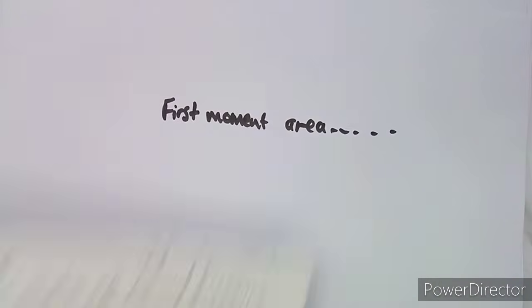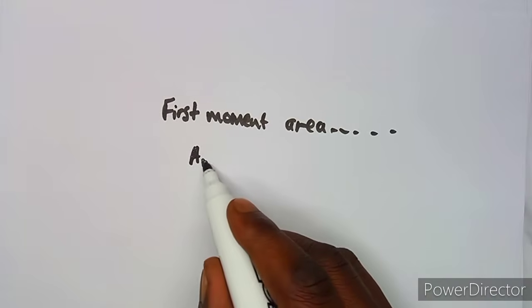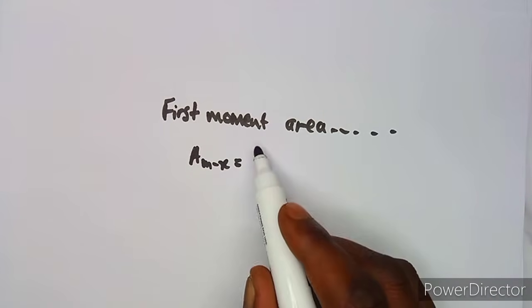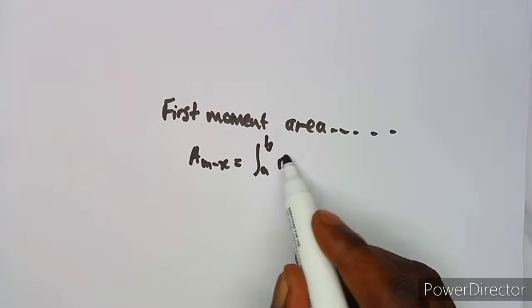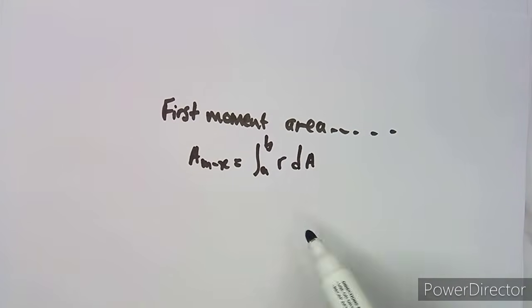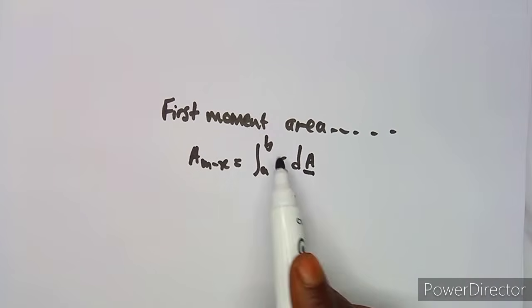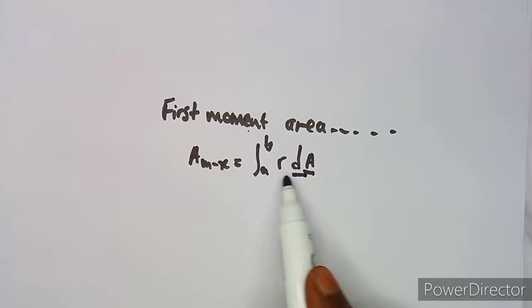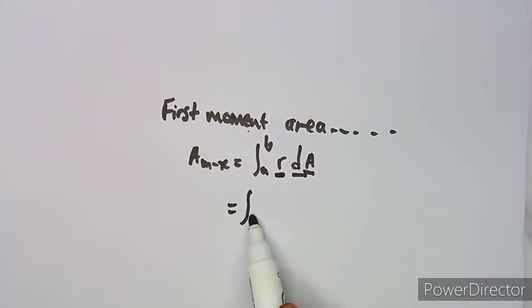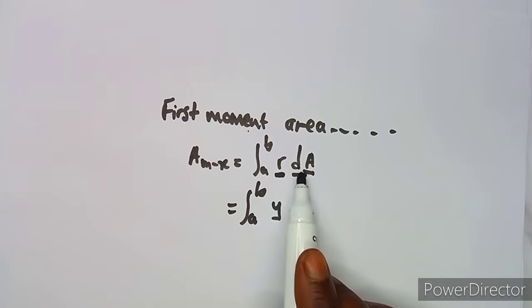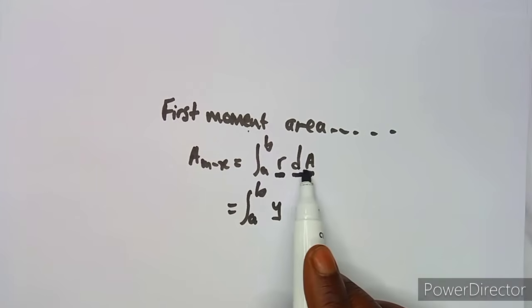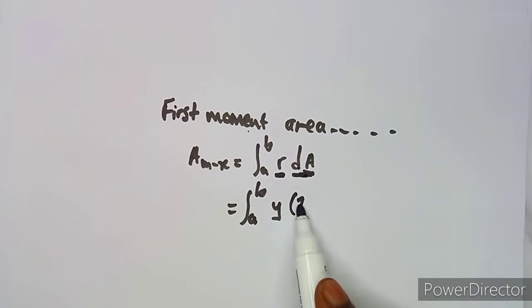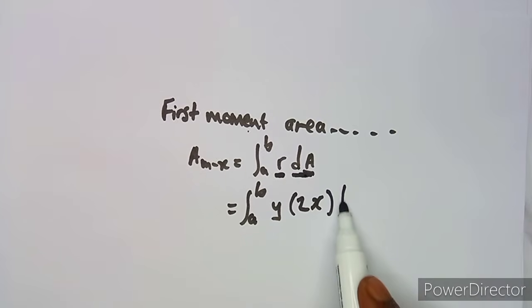So from RDA, we got the area moment about x, which is going to be the integral of y dA. So this is the area that you're talking about, and remember, moment is the area times the perpendicular distance. The perpendicular distance that we are talking about is y in this case, and the dA, which is the area, is going to be 2x dy. All right, that is what we are given from that formula that I showed you there.